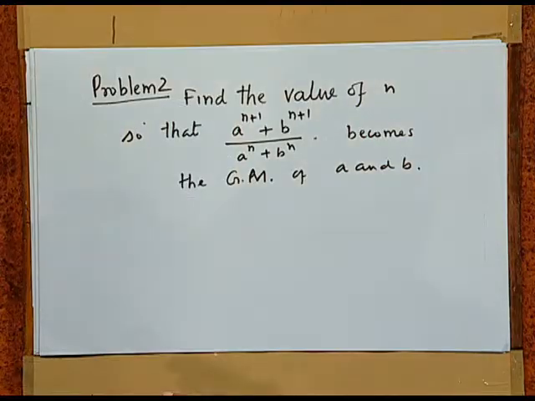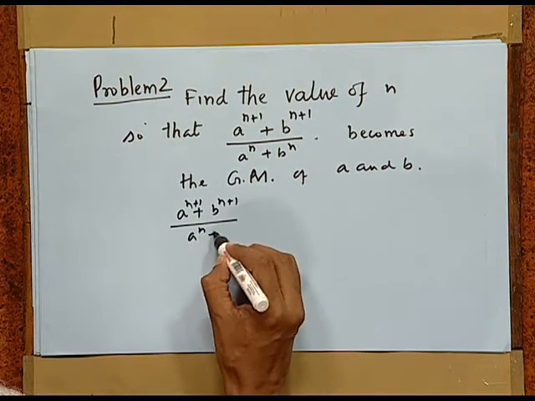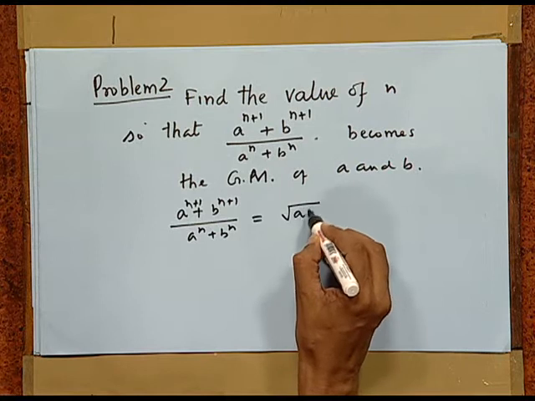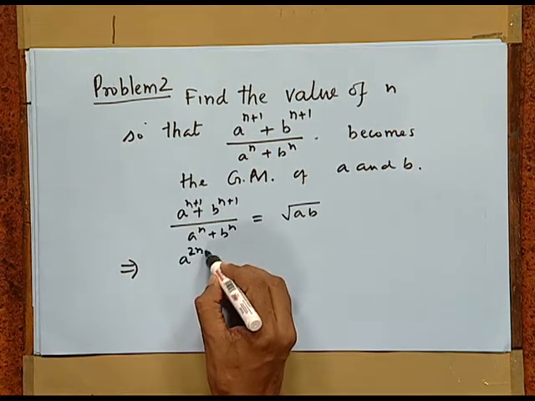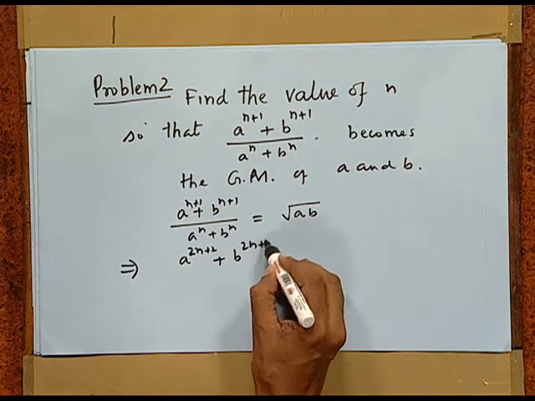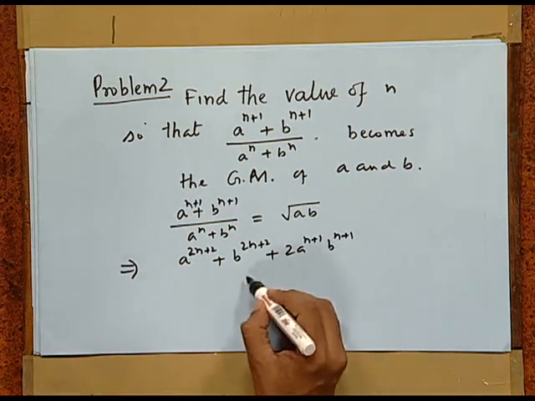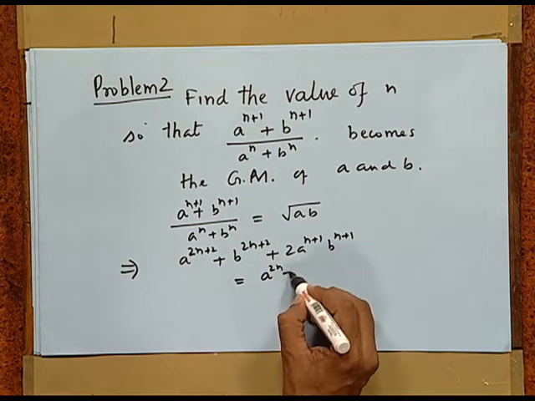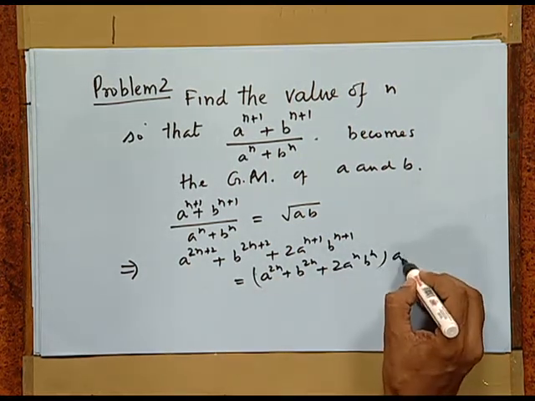Find the value of n so that (a power n plus 1 plus b power n plus 1) upon (a power n plus b power n) becomes the GM of a and b. Here, we are given that (a^(n+1) + b^(n+1)) / (a^n + b^n) is equal to root ab. On squaring both sides, we get a^(2n+2) plus b^(2n+2) plus 2a^(n+1)b^(n+1) equals (a^(2n) plus b^(2n) plus 2a^n b^n) whole times ab.